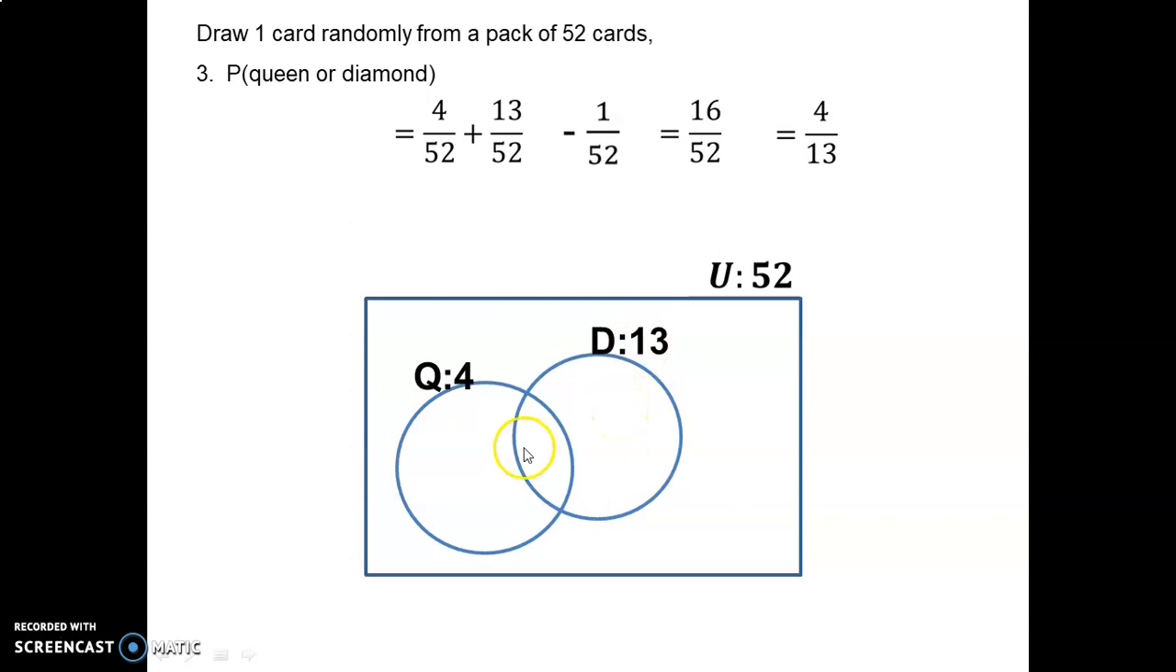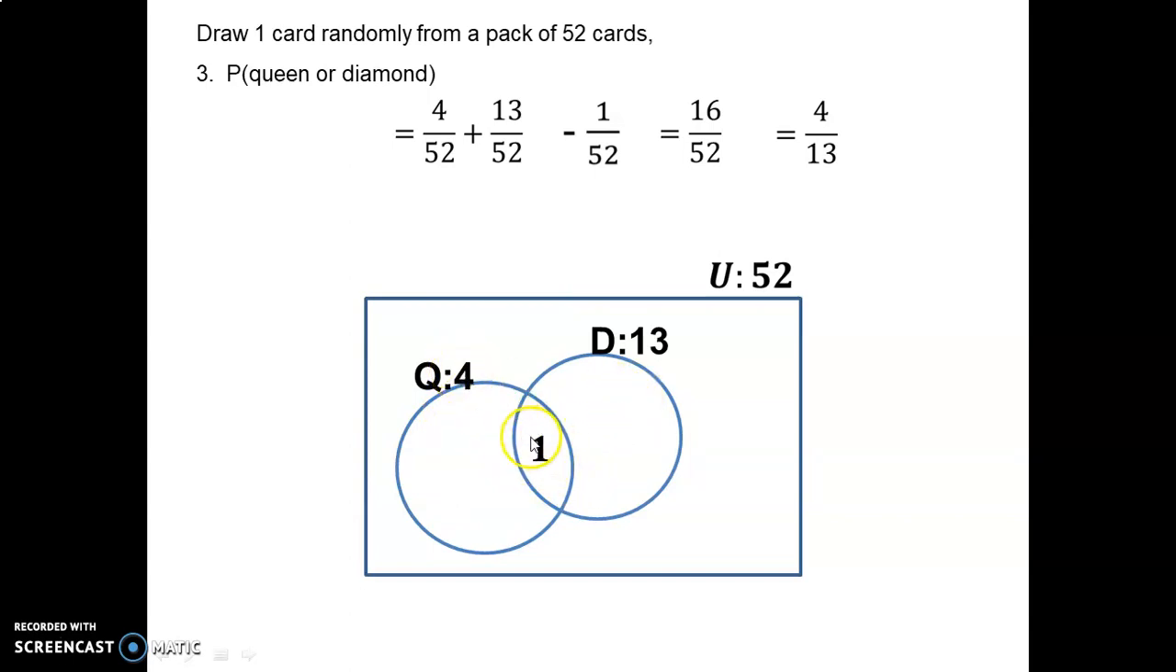The reason is when you have overlapping circles in a Venn diagram, you don't want to put the number inside, because then it is unclear whether that number represents the entire circle or just this portion. So if we're talking about the entire circle, we put the number on the edge. Okay, we know there's one overlapping card. That is the Queen of Diamonds. It is the card that is both a queen and a diamond at the same time, and there's only one.